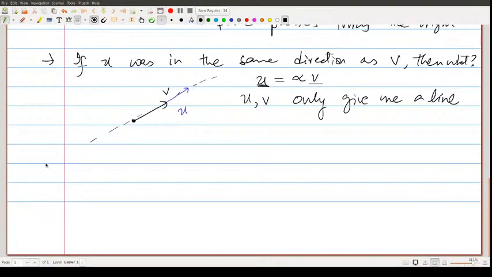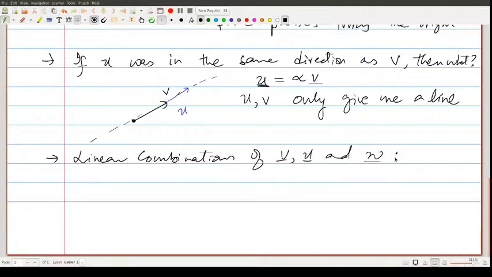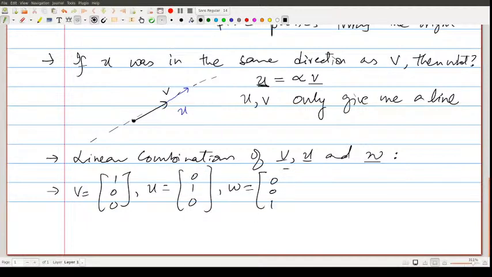Okay, and lastly, now let's talk about the linear combinations of V, U, and W. Now I have three vectors. The first possibility is, let's say I take some simple case. For example, V is equal to (1, 0, 0), U is equal to (0, 1, 0), and W is equal to (0, 0, 1).